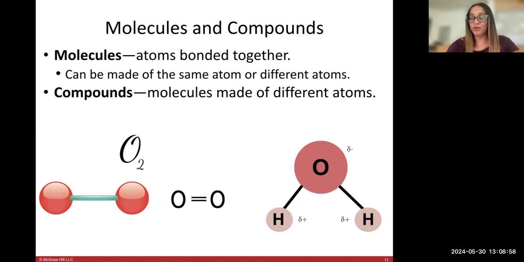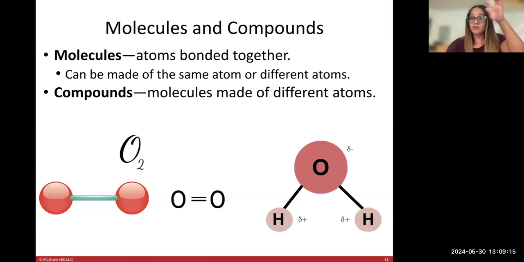Oxygen is considered a molecule. Oxygen has to bond to itself to remain stable. It can bond to other things as well, but oxygen cannot exist just by itself. It has to be bonded to something. And in the air, it's just bonded to itself. So an O2 molecule is the norm.